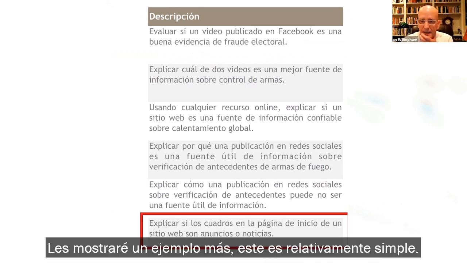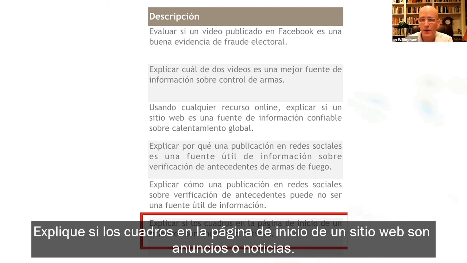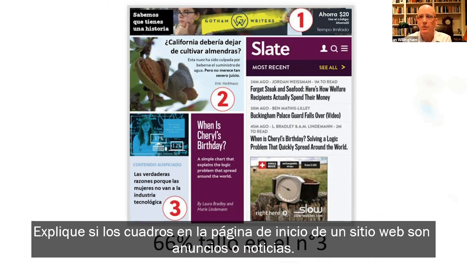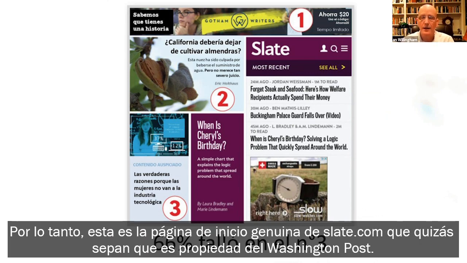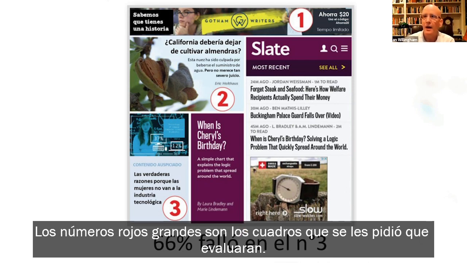I'll show you one more example. This is relatively simple. Explain whether the tiles on the homepage of a website are advertisements or news stories. So this again is a genuine homepage for slate.com, which you might know is owned by the Washington Post. The big red numbers are the tiles that they were asked to evaluate.